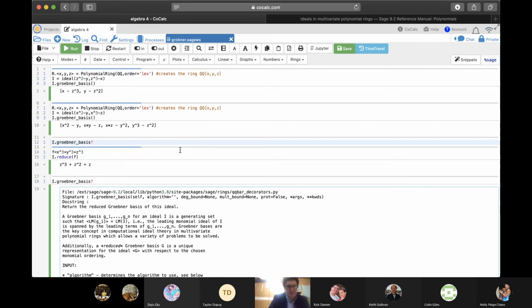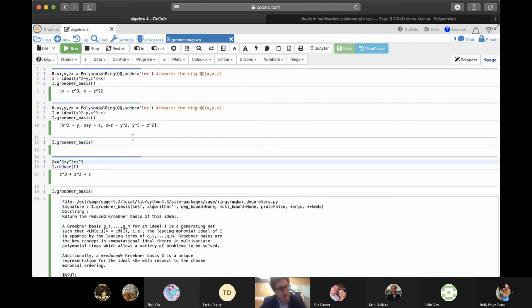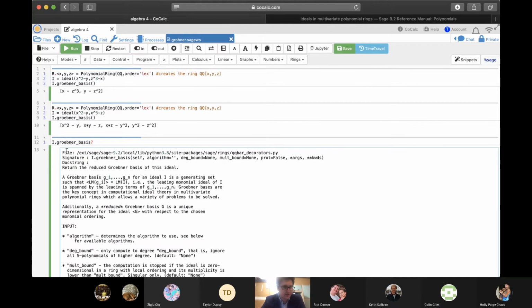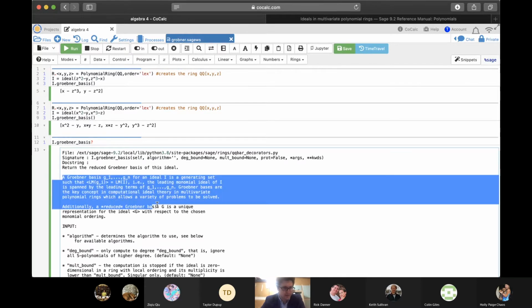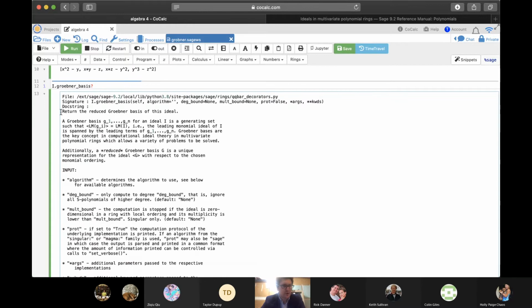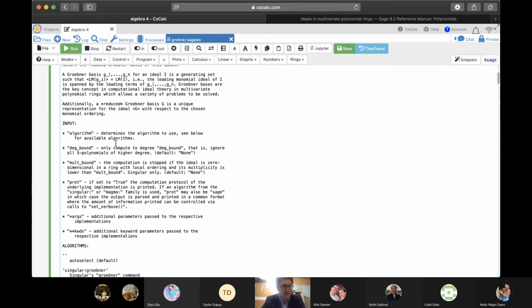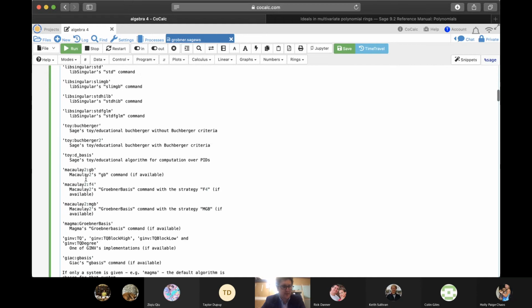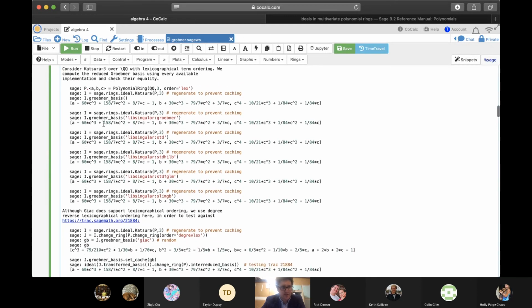Okay, and then there's something cool that you can do. If you put a question mark here, what'll happen is it'll give you the doc string for this thing, and it explains what this algorithm does, right? It says a Gröbner basis for an ideal is a generating set such that the leading monomial of the generators is the leading monomial of the ideal. So that's the definition that we gave for a Gröbner basis. Then it describes what it can do, and it'll give some examples right here, which is probably the most important thing.